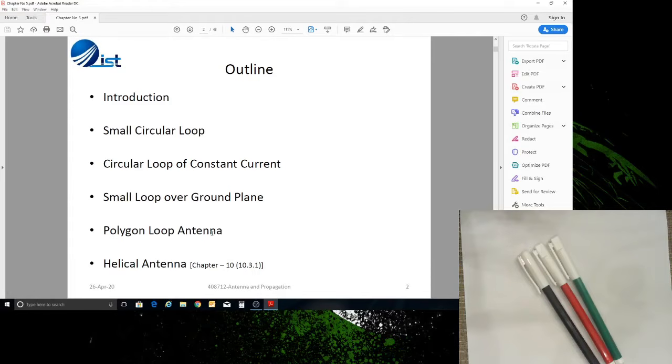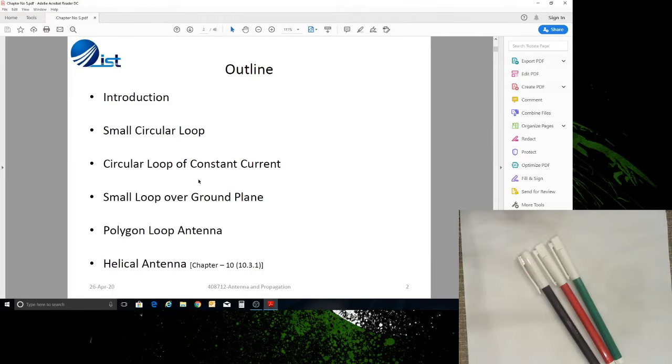Secondly, the polygon loop antenna, we'll just look at the types of these polygon loop antennas. Again, we're not going to go into the details of each antenna. It will be just for your information. And the next part, that is about helical antenna, which is actually from your chapter number 10. We'll talk a little bit more about the helical antennas, and we'll see how these antennas are designed. So with these 4 topics, we will conclude today's lecture.